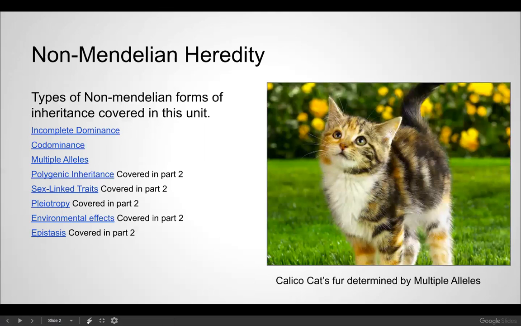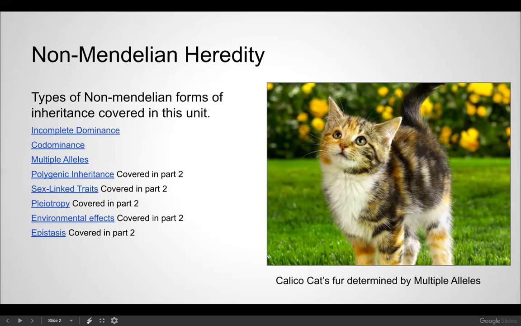So, types of non-Mendelian forms of inheritance covered in this unit. And if you click on all these, you'll see some more information. There's something called incomplete dominance. There's something called codominance. There's multiple alleles, polygenic inheritance, sex-linked traits, pleiotropy. There is an environmental effect, and there's epistasis. Now, lesson 4.1 and 4.2 will go over all of these.